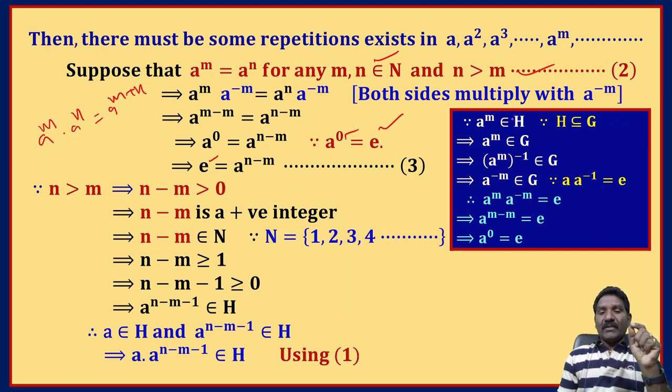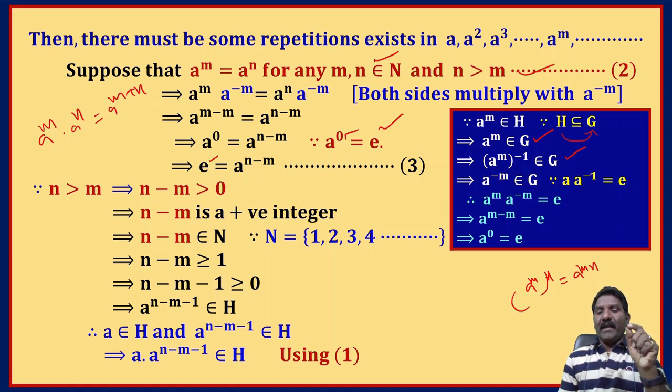Since a power m belongs to H, and H is a subset of G, all the elements in H are elements in G. So a power m belongs to G. Since G is a group, G satisfies the inverse condition: every element in G has a multiplicative inverse. So a power m inverse also belongs to G. a power m inverse is a power minus m, since a power m whole power n equals a power mn. So a power minus m belongs to G. So a power m and a power minus m, the inverse elements, belong to G.